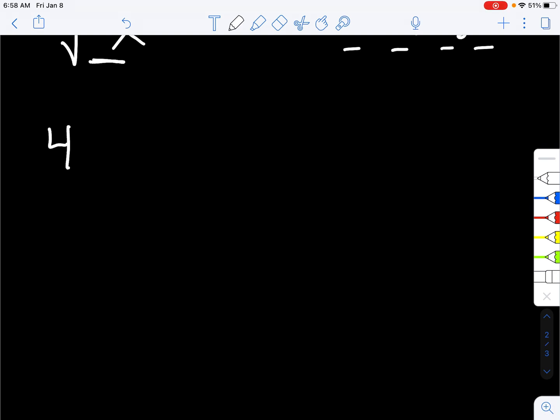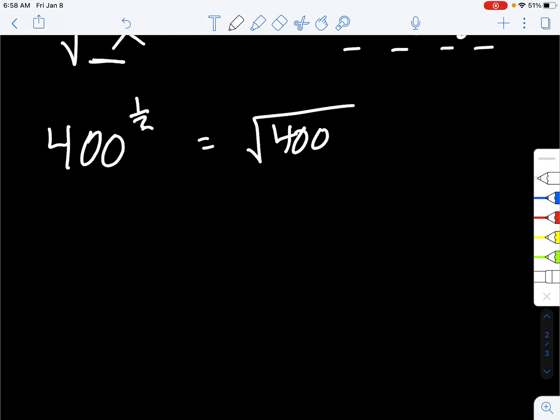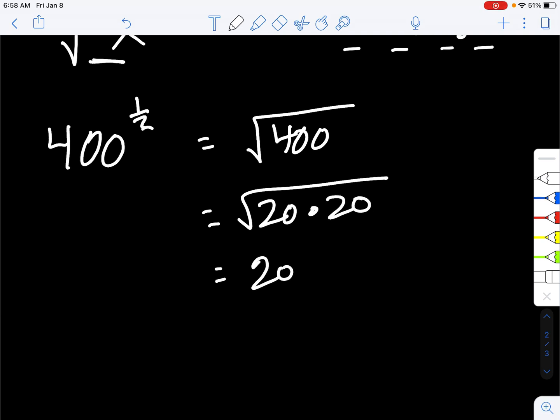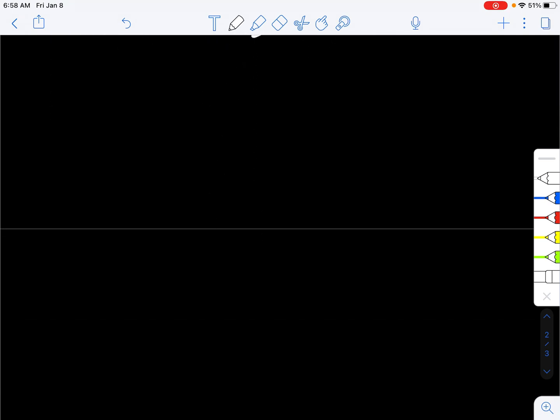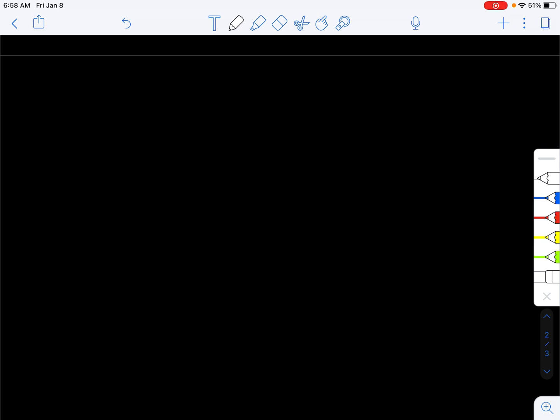Let's start with something simple. If they said find 400 to the 1/2, well, we could think about that as the square root of 400. And by punching it in our calculator or just looking at 400, we know 400 is 20 times 20, which would give us just 20. So that one's pretty easy. When we see 1/2, we just want to think square root. I would write it in the square root form and just do the things that we've been doing all week.